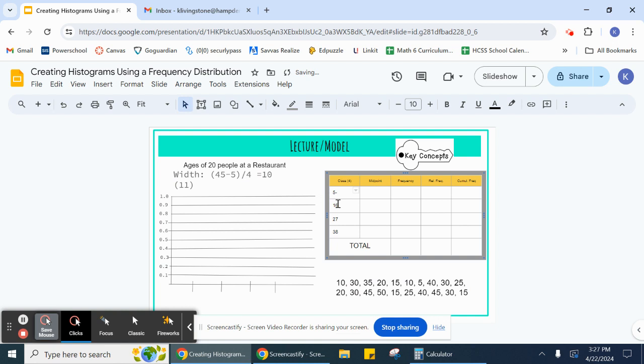If this class starts at 16, this one ends at 15, and then add 11: 26, 37, and 48. Okay. Now we need to find our midpoint. Our midpoint we get by adding the 2 values and then dividing. 5 plus 15 over 2.